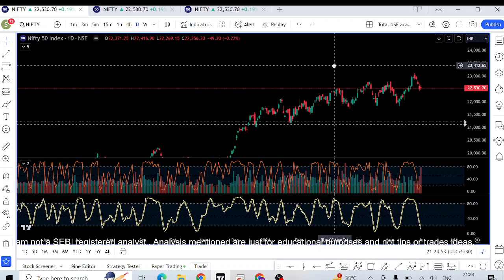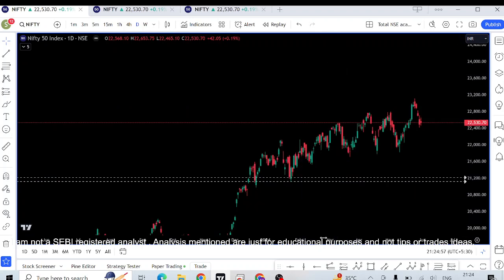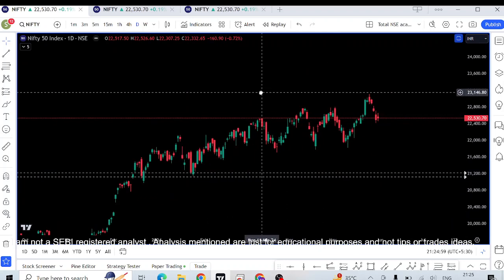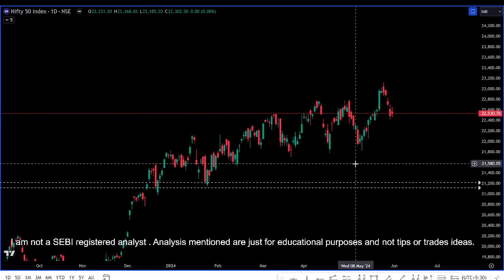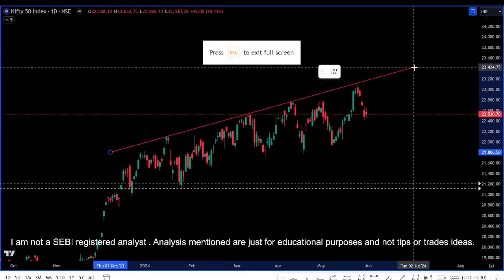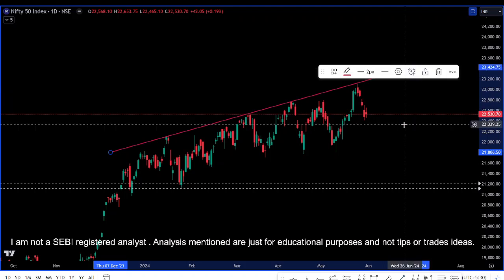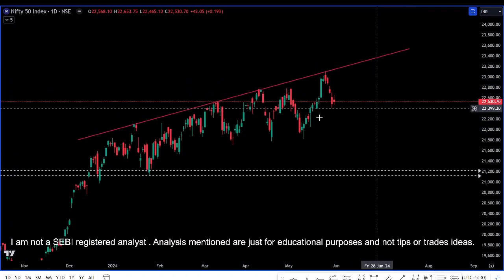Now let's quickly jump on to the analysis of Nifty. I won't make it complicated at all. Also, we'll study some stocks which can give good gains after the results. Let's quickly start. As you all know, Nifty was taking a U-turn after reaching its all-time high. Probably this trend was the reason.